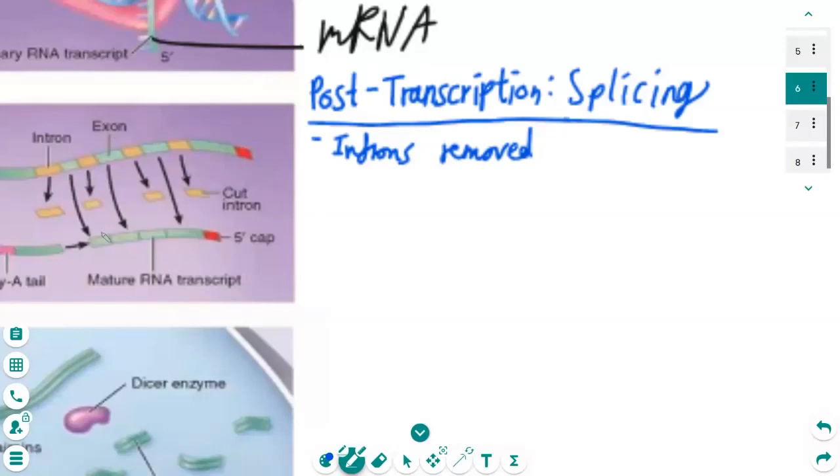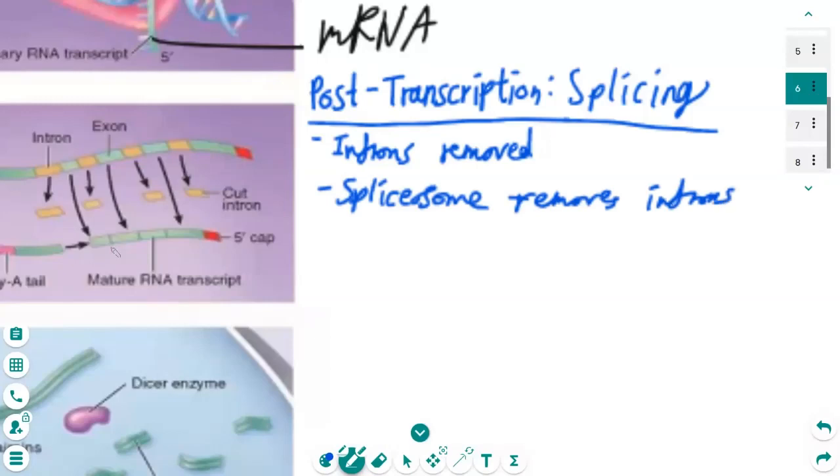So all the DNA within a gene, both introns and exons, are transcribed, but it's only the exons which are the important parts. So what you do is you have something called a spliceosome, which you don't need to know in any detail other than there's something called a spliceosome, which removes introns.